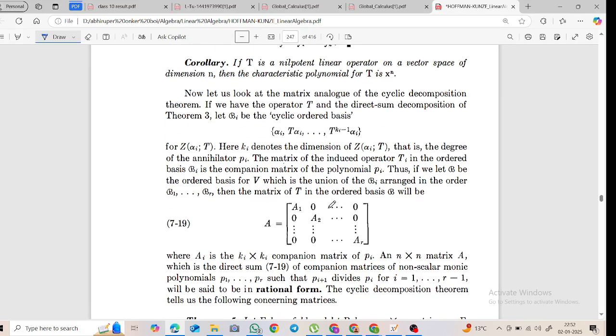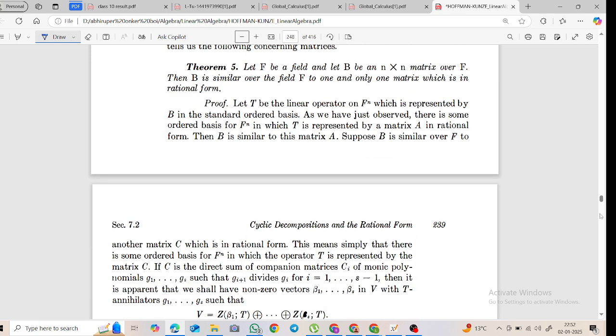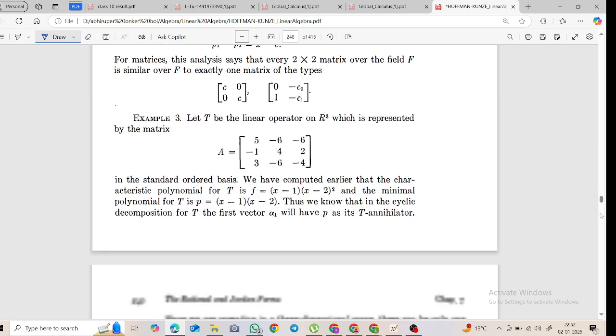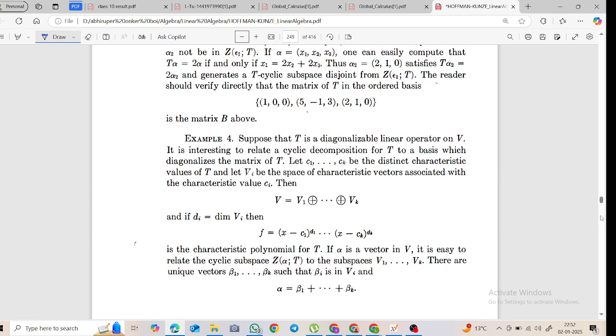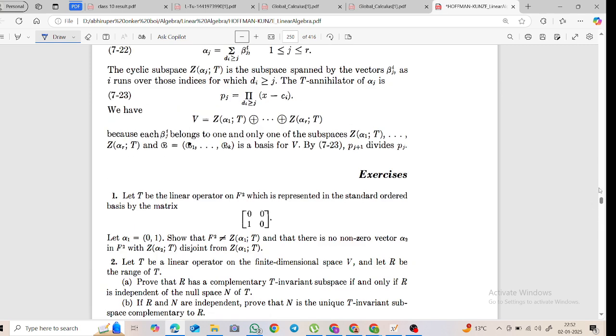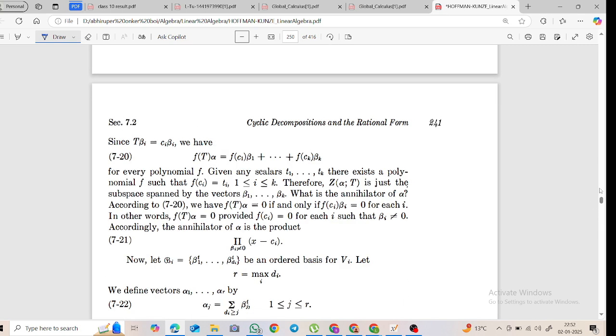Corollary: if T is a nilpotent linear operator on a vector space of dimension n, then the characteristic polynomial for T is x to the power n. Example.